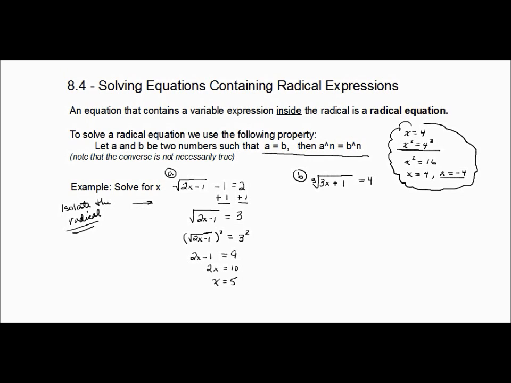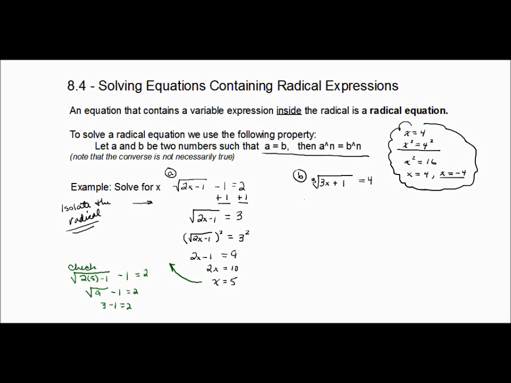And it is a good idea to check. So let me check in a different color right here. My check goes back to the original, so I would check by seeing if the square root of 2 times 5 minus 1 is equal to 2. Well, let's see. 2 times 5 is 10, minus 1 is 9. The square root of 9 minus 1 should equal 2 if we're correct. And lo and behold, we are, because 3 minus 1 does indeed equal 2. So we're good to go there.